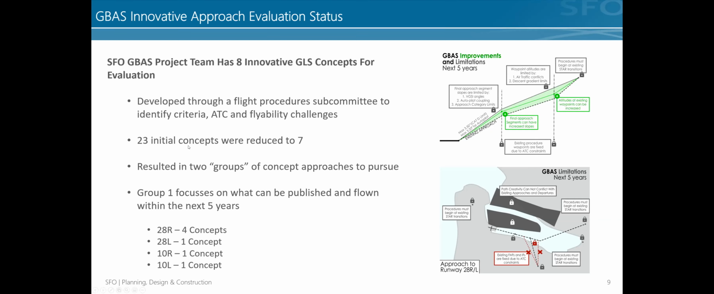So what happened for us to go from 23 down to 7 is that we split things into 2 groups. One of the groups is the innovative GLS procedures that all of the folks working on the project team here at the airport have high confidence can be achieved in the next 5 years. And what that means is the FAA's design criteria supports it, the current air traffic constraints support it, the current aircraft technology supports it. Then the other 16 or so approach procedures, they're not gone. They're just going into a second group.